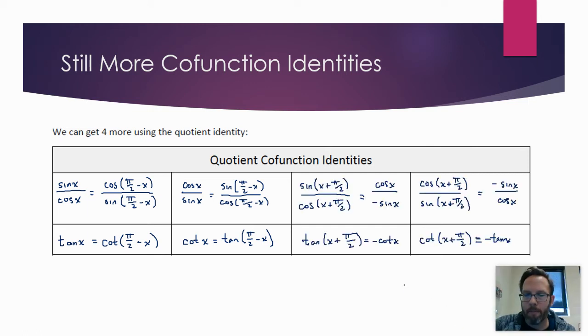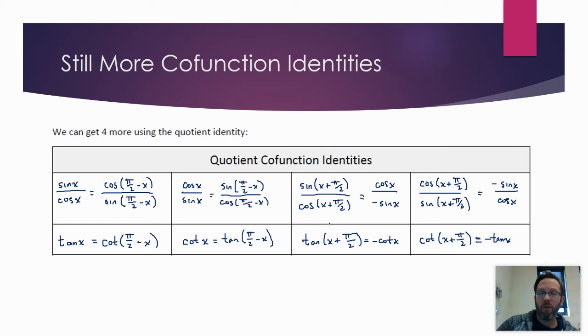All right, and we're back. And I've got our final two co-function identities, which I got by taking our basic ones and looking at the ratio of sine over cosine or cosine over sine. This kind of completes our list of all 12 co-function identities. Half of them are for pi by 2 minus an angle, half of them for pi by 2 plus an angle.